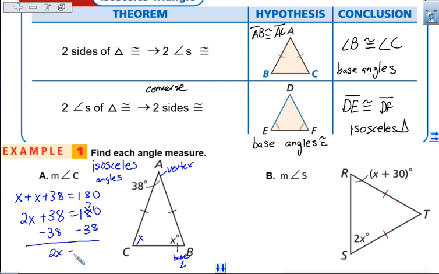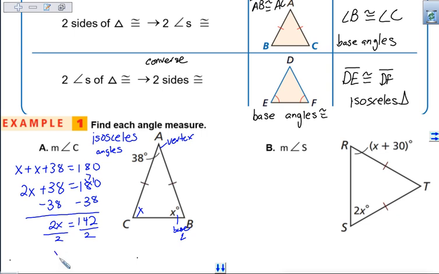And we have 2x equals 142. Divide by 2 on both sides. And that gives us that x equals 71. And since x was what we put for our angle C, that means that the measure of angle C is 71 degrees.